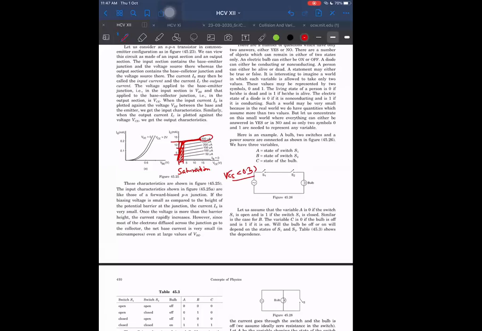But when VCE becomes more than this, then it is active mode of operation. Where is the cutoff then? Cutoff mode is here, when IB is 0. When there is no base current, when I have left the base open, IB is 0, then this is cutoff mode of operation. With IB 0, IC will also become 0. We will call it cutoff mode. Where is the active mode then? This entire region is for active mode.